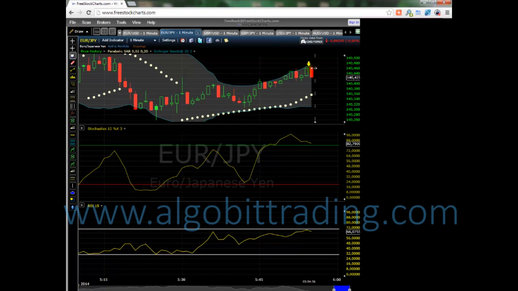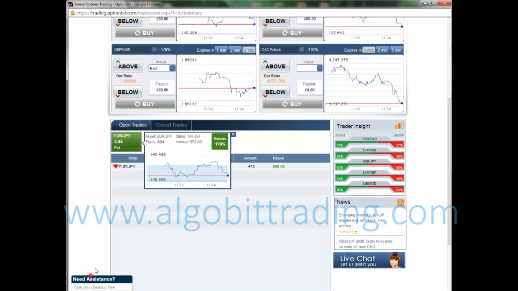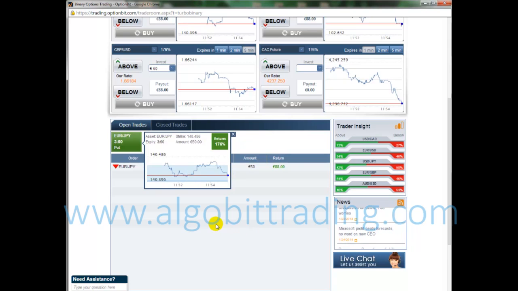And we can go back. As you can see here, this candle, it's in the red, represents that the price is falling down. Go back to the trading platform. You can see my open trade here. So basically my entry position was good, and I hope that it lasts for the next 5 minutes.